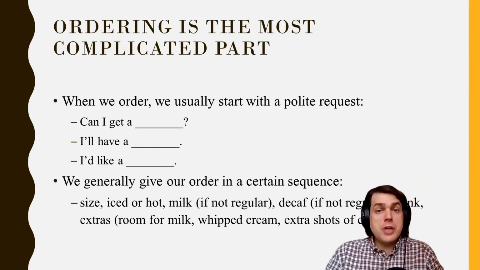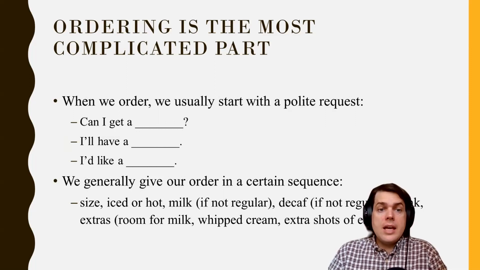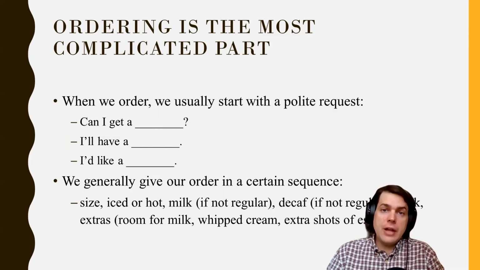Ordering is actually the most complicated part. And there's really two things we need to look at. The first part is a polite request. Usually we say something like, can I get, I'll have, I'd like. In some situations, you might hear people say, gimme, which means give me. And it's very informal, but I think these three are ones that are very common and also very polite.